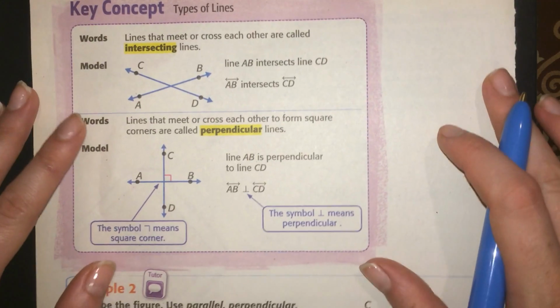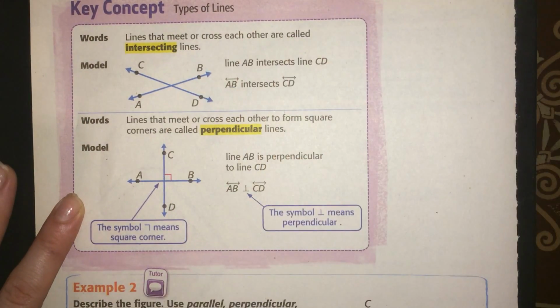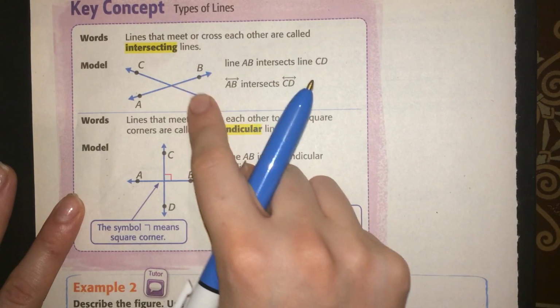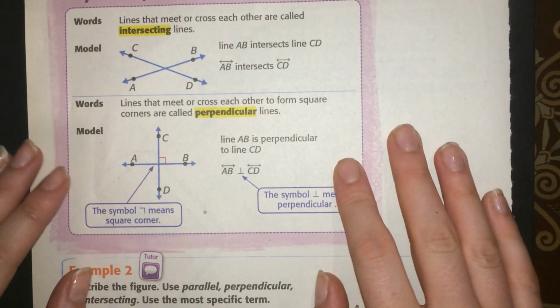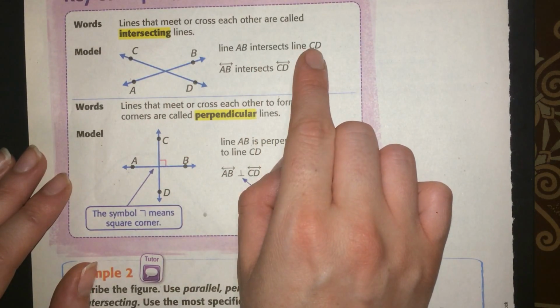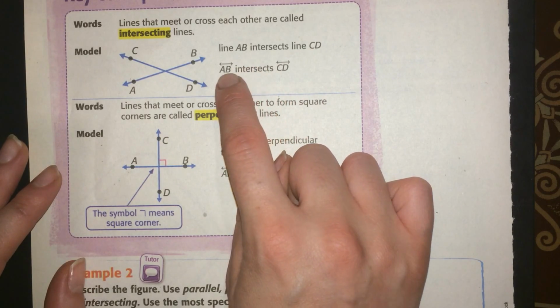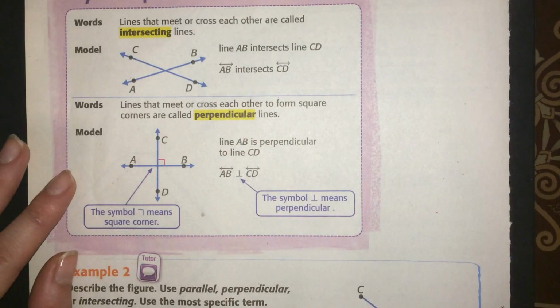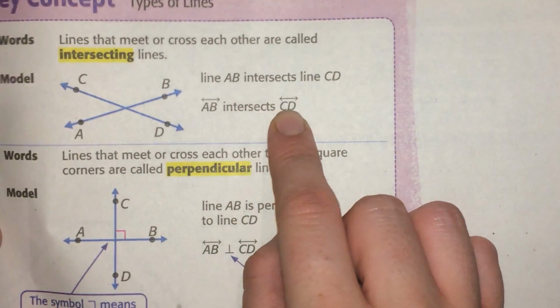All right, and here's the other one. Intersecting lines. Lines that meet or cross each other are called intersecting lines. So they go through each other. They cross. Anytime a line crosses, that means they intersect. That's the word. And we don't have a fancy math symbol. We just say line AB intersects line CD.